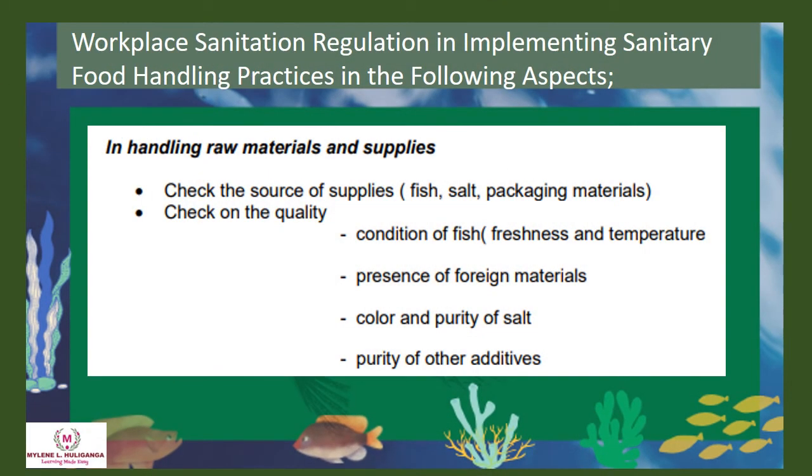In handling raw materials and supplies, check the source of supplies, the sources of fish, salt, and packaging materials. Check the quality and condition of the fish, its freshness and temperature, the absence of foreign materials, the color and purity of salt, and the purity of other additives.